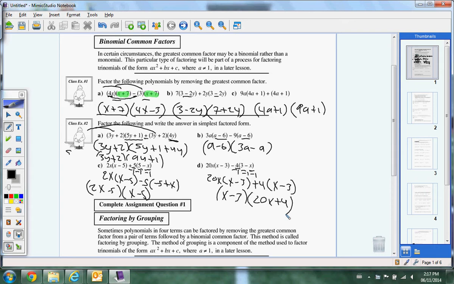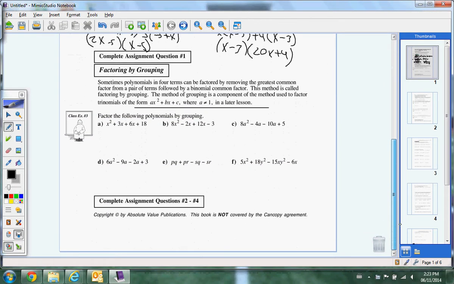Okay, all right. So I'm going to go ahead and pause this. So then moving on here, this gets us into factoring by grouping, which is kind of what you're already doing, but it's a segue into it. Sometimes polynomials will have 4 terms, and can be factored by removing the greatest common factor of 2 pairs. So you're going to have 4 terms, you're going to pair them, and you're going to GCF each pair. That's called factoring by grouping. So this is what I mean. You're going to group them, that's the grouping aspect, and you're going to factor them individually.